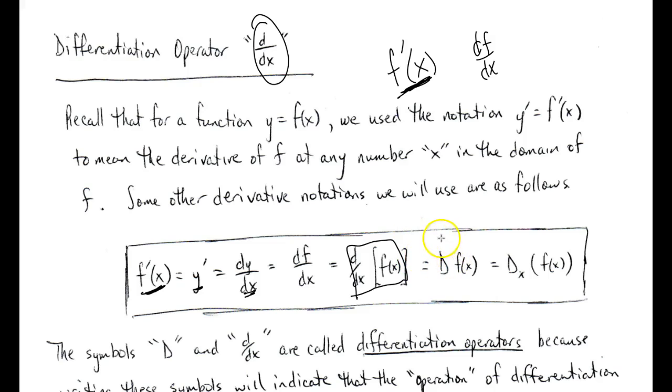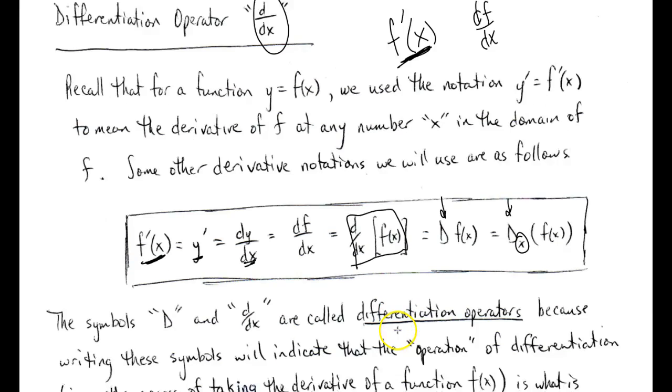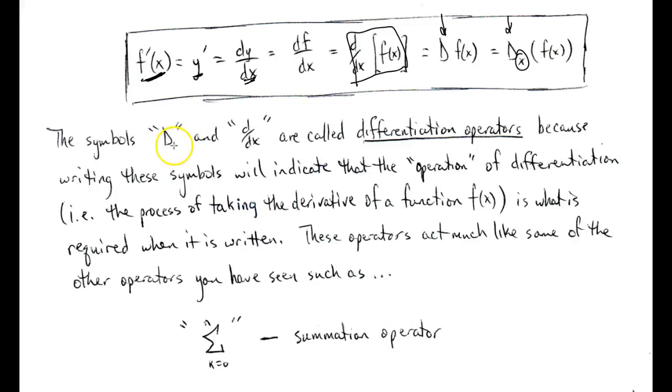As you study higher mathematics, you'll actually see this operator too. And when you start to study mathematics where you're dealing with more than just one variable, like multivariable calculus, you'll see that we're trying to take the derivative here with respect to x. And so they just have these different ways of being able to express that. So these symbols, the d and the little d over little x, are called differentiation operators. And the reason that they're called that is because writing these operations will indicate that you're doing a certain operation of differentiation.